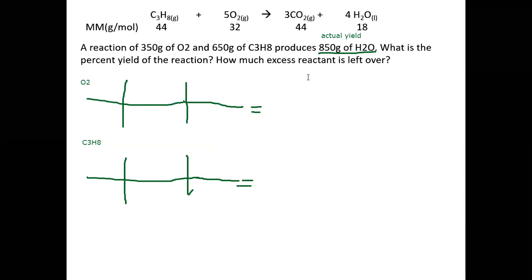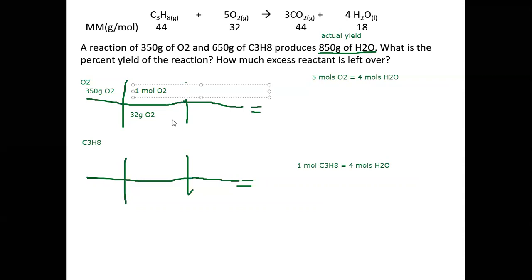So our mole ratio for O2 to H2O, 5 moles of O2 equals 4 moles of H2O. And for propane, 1 mole of propane equals 4 moles H2O. So we start with the mass of O2, sorry. Since we have mass, we're going to divide by the molar mass to get moles.